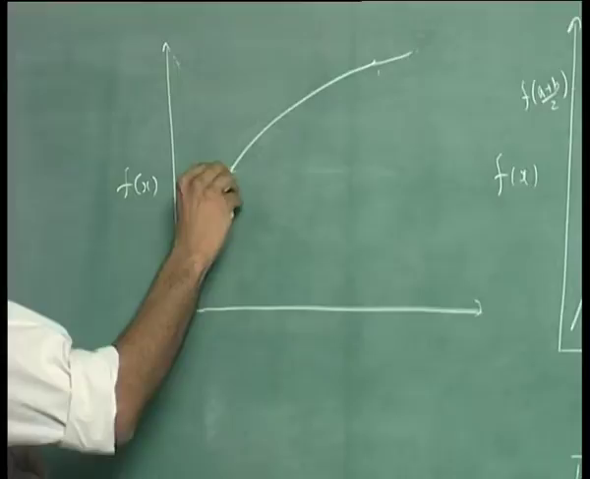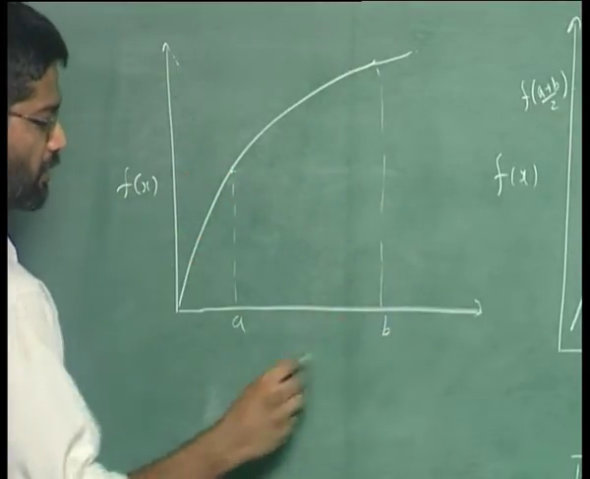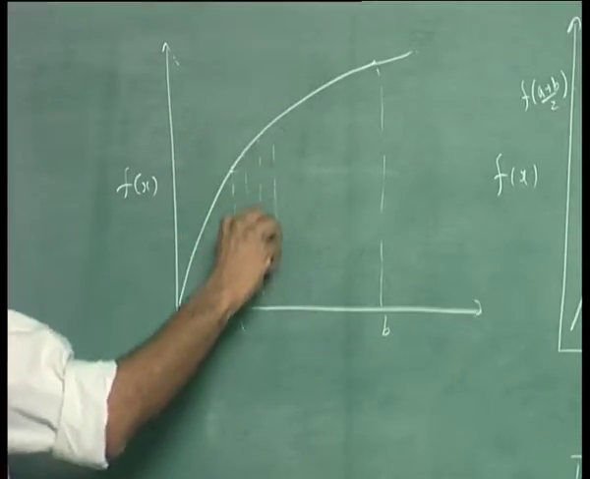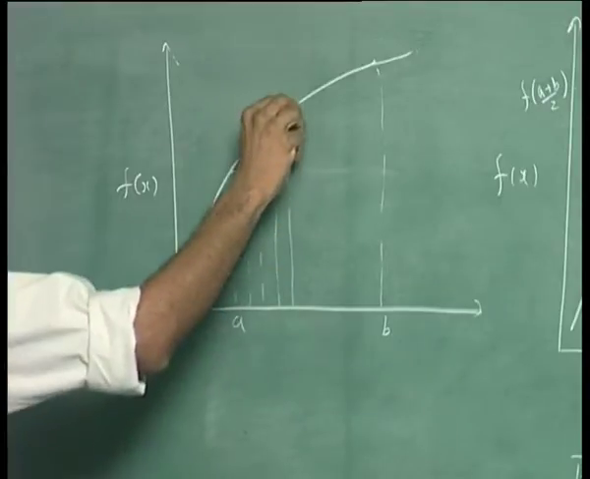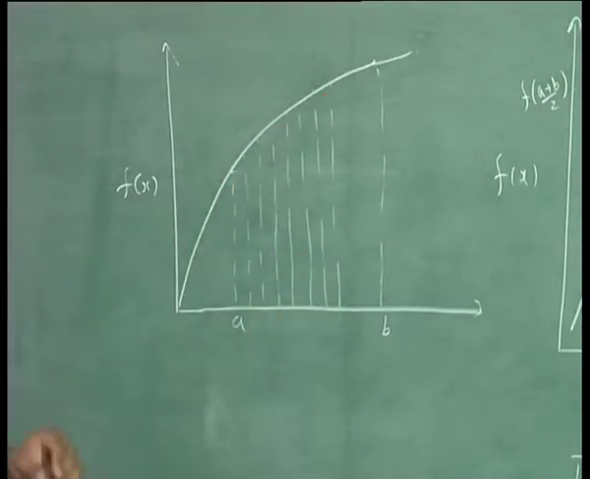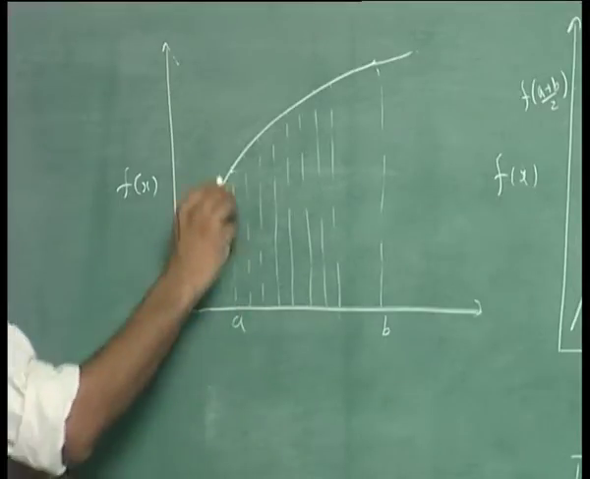Now I had this interval a to b, and I can split that into smaller intervals, a1, a2, etc., and then compute the area under each of them using the rectangular rule or a midpoint rule. I could use either the rectangular rule or a midpoint rule to compute the area under each of these rectangles.